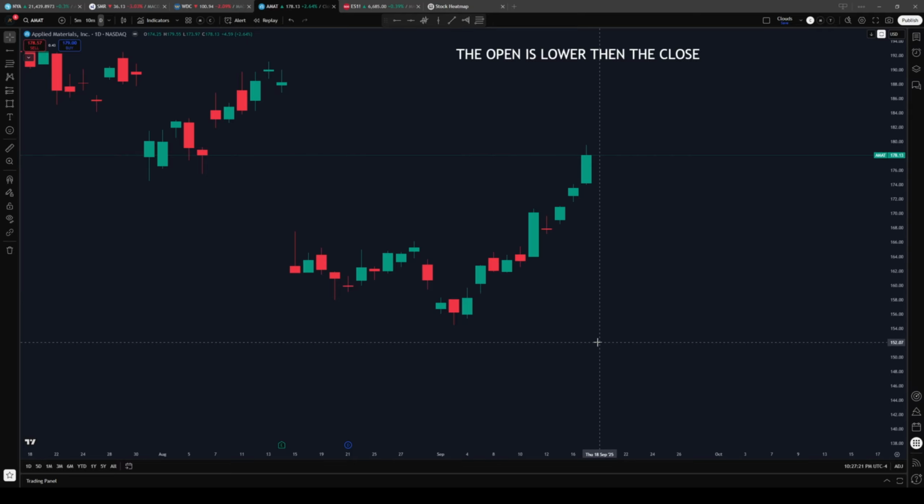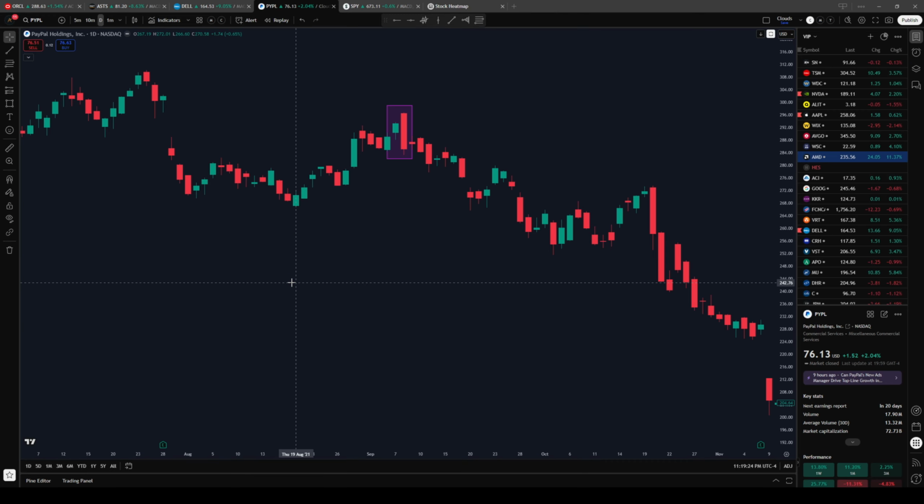Pro tip: if it forms near a rising anchored VWAP or a daily 20 to 50 SMA cluster, you've got confluence, our favorite. All right, pattern number 2, a bearish engulfing. It's the same idea as the bullish engulfing, but flipped. A red candle engulfs the prior green body, which means buyers lost complete control.